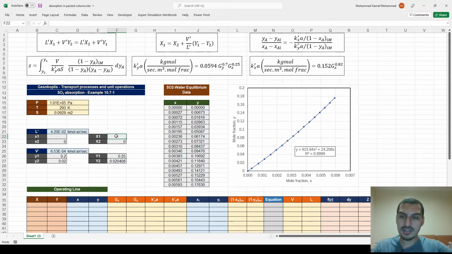Now I want to calculate X1. So X1 can be calculated from the overall mass transfer over the column, which says that the number of moles of SO2 in equals the number of moles of SO2 out. So this is L dash X1 plus V dash Y2 equals L dash X2 plus V dash Y1. You can rearrange the equation or rewrite it so that you have X1 as a function of the rest of the parameters. So X1 is equal to X2, the uppercase X2, plus V dash divided by L dash multiplied by Y1 minus Y2. So this is the mole ratio of SO2 in the outlet liquid stream, and I can do the same to calculate the mole fraction from the mole ratios.